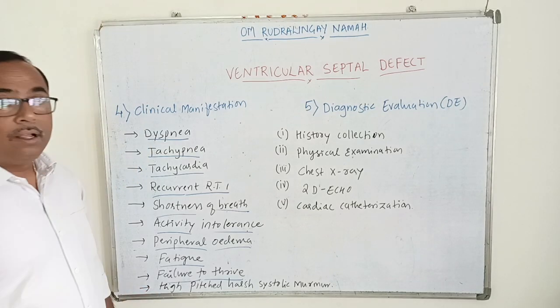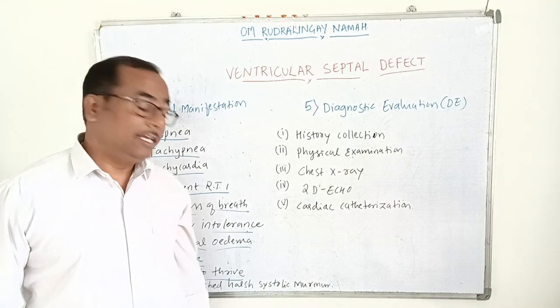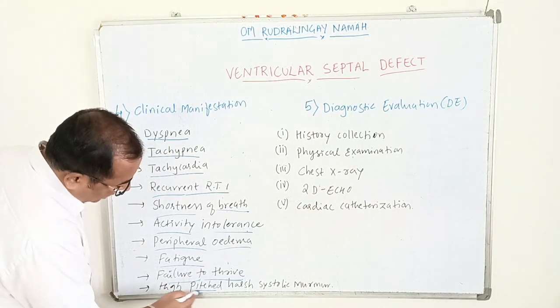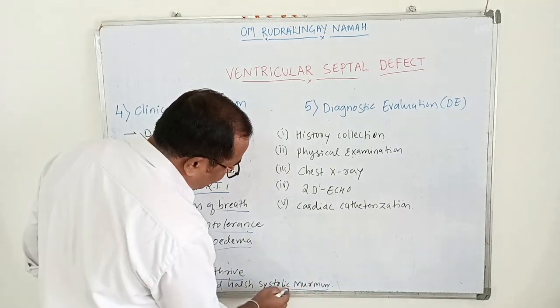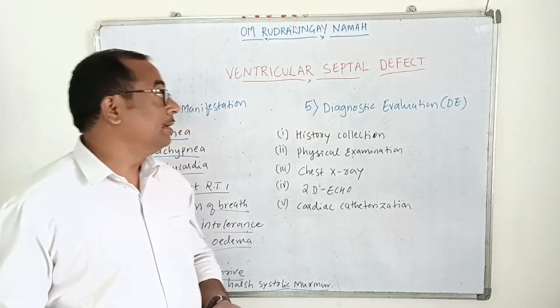And failure to thrive. The child is unable to develop adequate height and weight. It is because of decreased peripheral tissue perfusion. And we can also notice there is a high pitched harsh systolic murmur. It is because of shunting of blood from the left ventricle to the right ventricle.